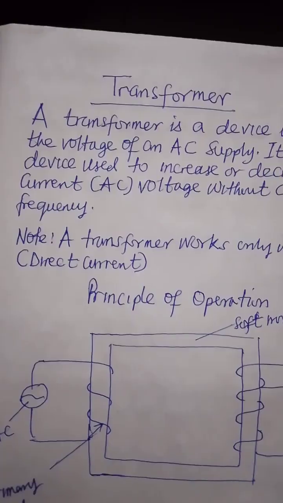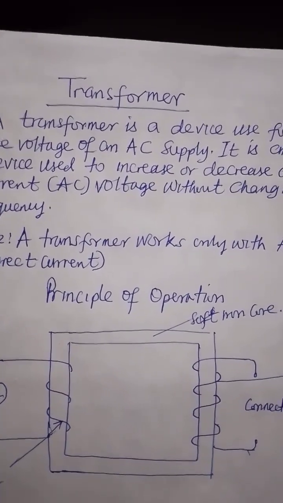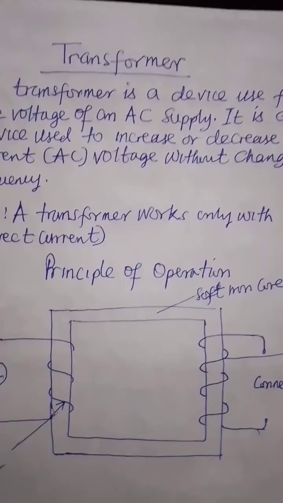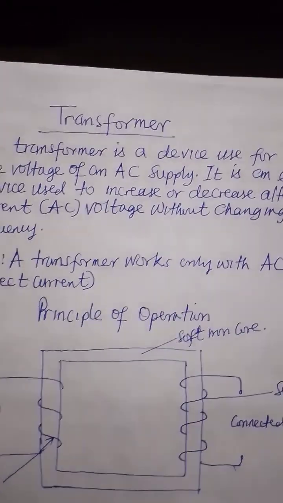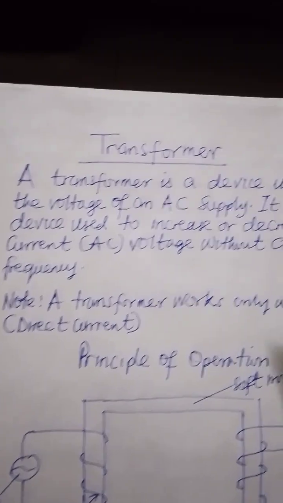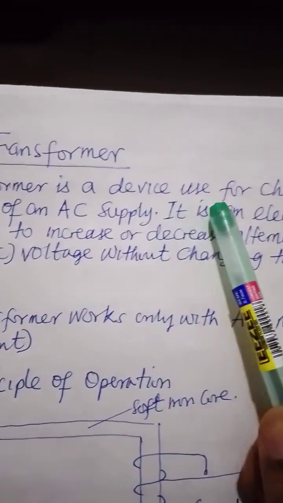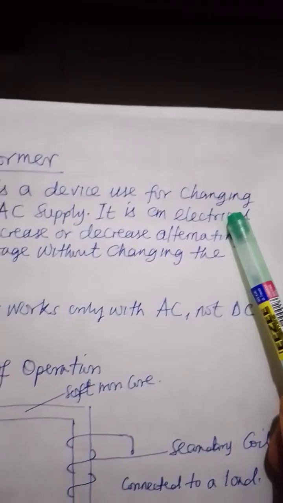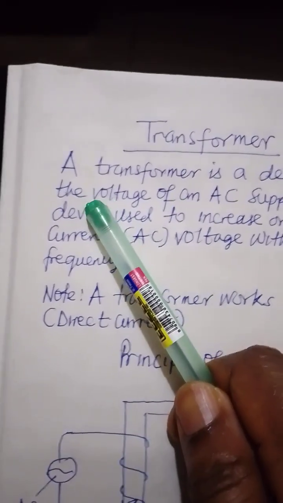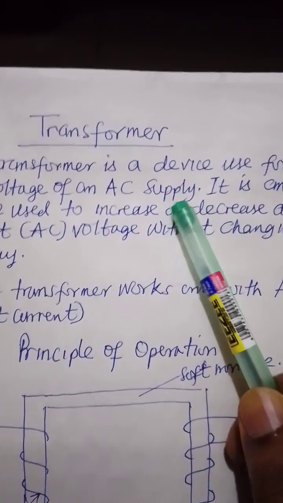What is a transformer? A transformer is a device that is used for changing the voltage of an AC supply. So let's see. A transformer is a device used for changing the voltage of an AC supply.